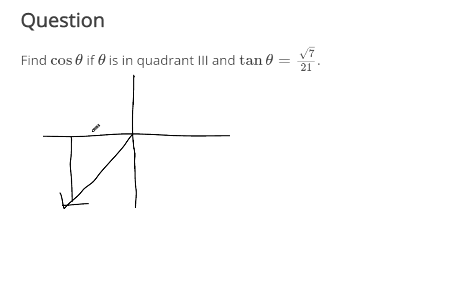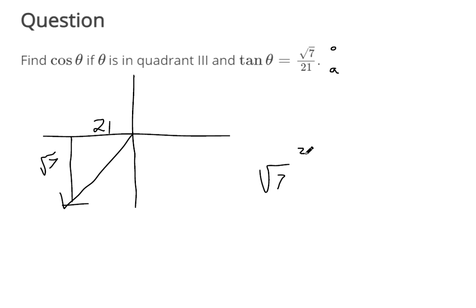Tangent of theta, tangent of whatever this angle is, from the reference angle, the opposite over the adjacent is square root of 7 over 21. So you could just write this to be the opposite, because that's what tangent is, and this is the adjacent. Just note that we're not dealing with the unit circle anymore. Okay. So if we put that in there, then we can use the Pythagorean theorem to find the hypotenuse, right?